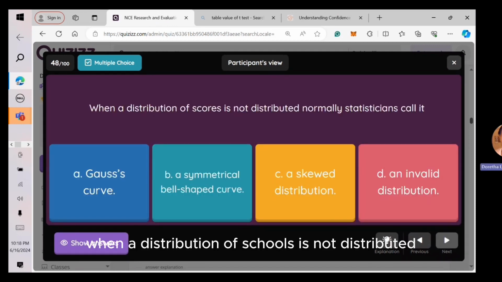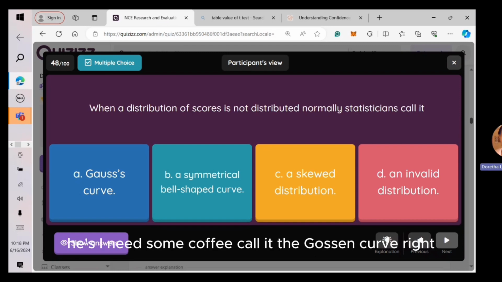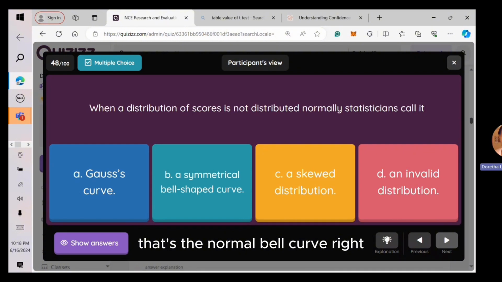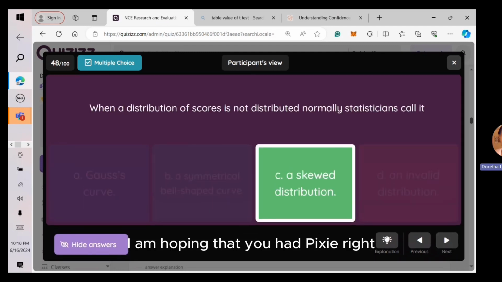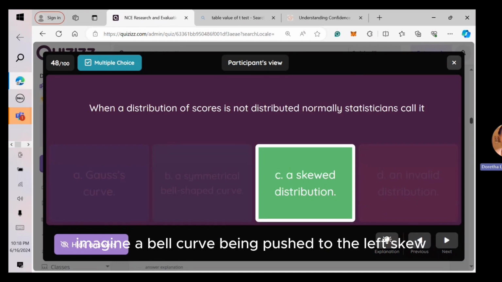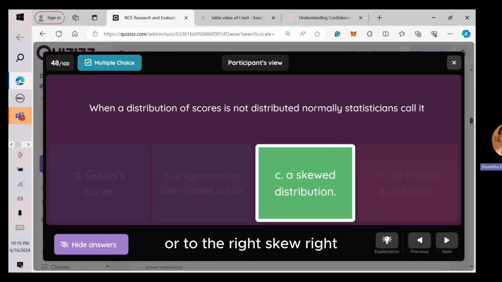When a distribution of scores is not distributed normally, statisticians call it the Gaussian curve, right? That's the normal bell curve, normally distributed, so we know it's not A. B, a symmetrical bell-shaped curve. C, a skewed distribution. D, an invalid distribution. I am hoping that you have picked C, right? It's skewed. It's not a normal bell curve. Imagine a bell curve being pushed to the left, skewed, or to the right, skewed, right?